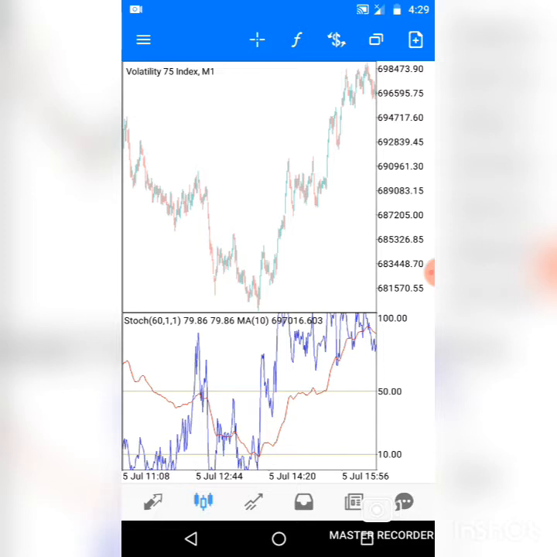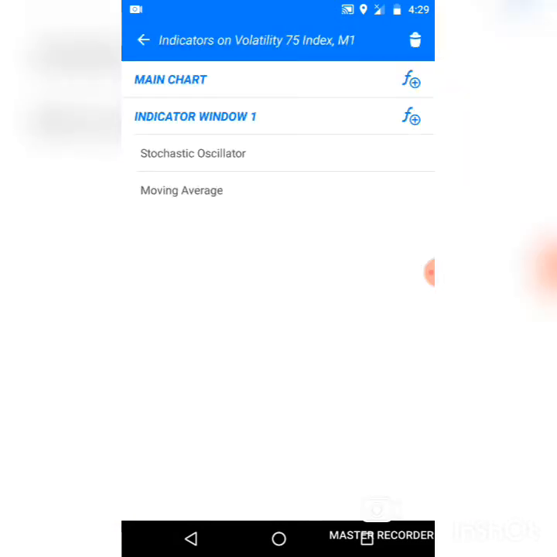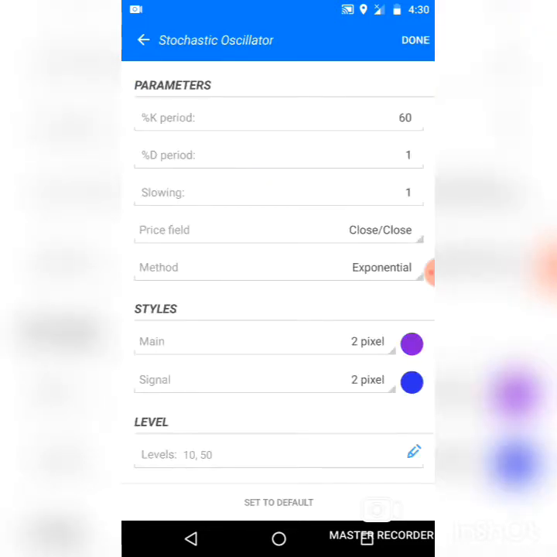So this is how you set your strategy, your indicators. This strategy has only two indicators: the stochastic oscillator and the moving average. This is how you set your stochastic oscillator. The K period is 60, D period is 1, slow period is 1, apply to close, method exponential.